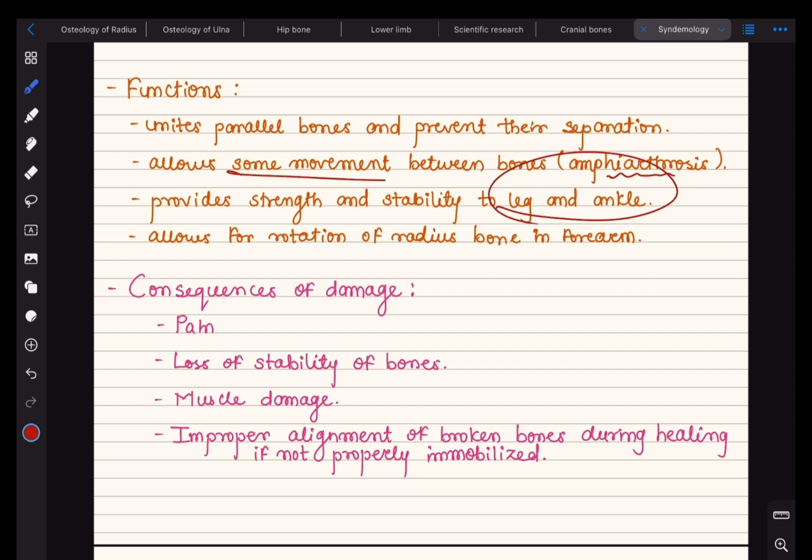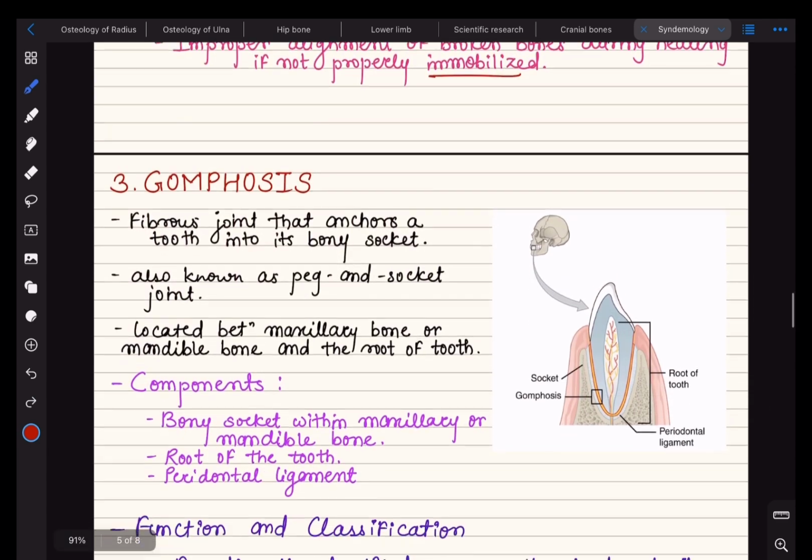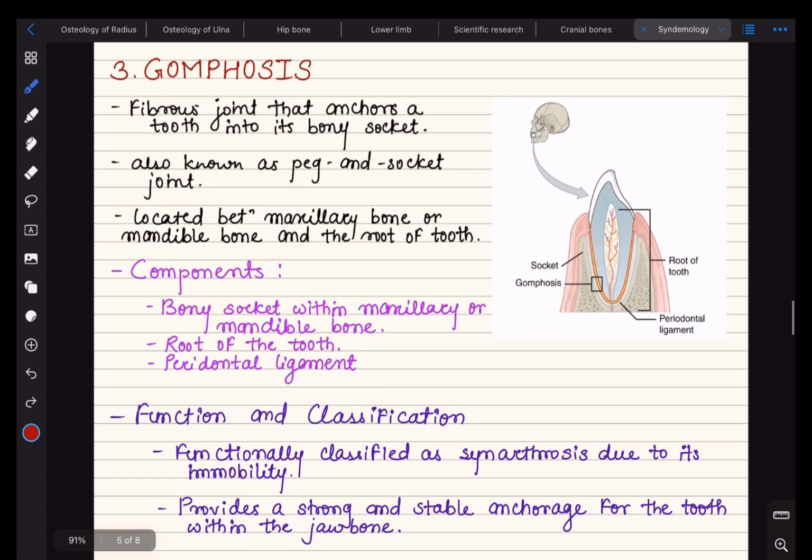So, what are the consequences of the damage of these joints? There may be pain, there is loss of stability of the bones, there is muscle damage, and improper alignment of broken bones during healing if not properly immobilized. Here we are done with the syndesmosis joint, and our next joint is gomphosis.